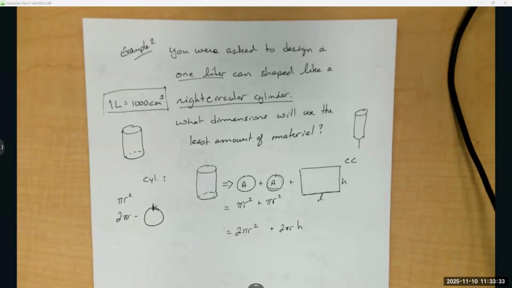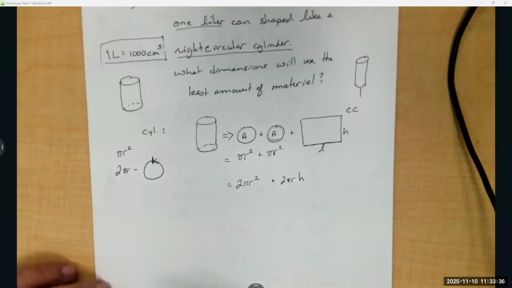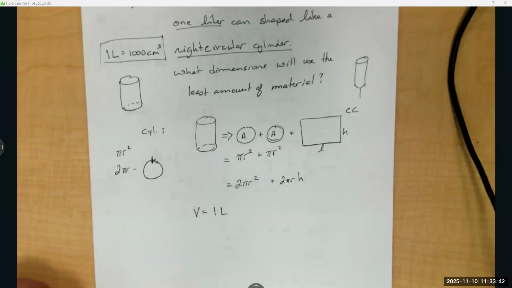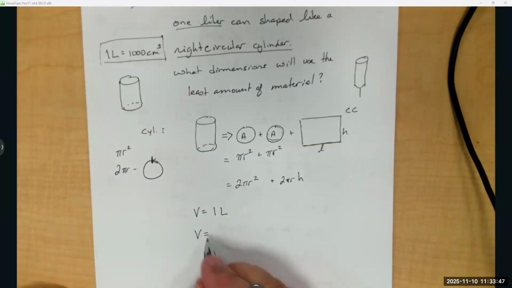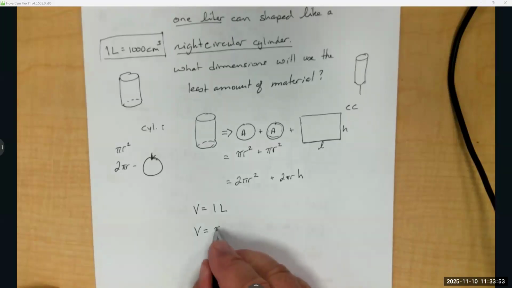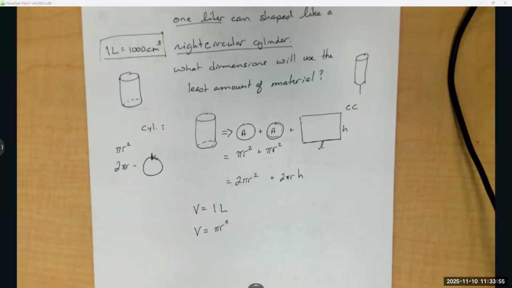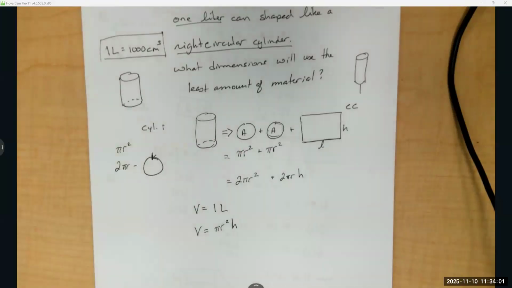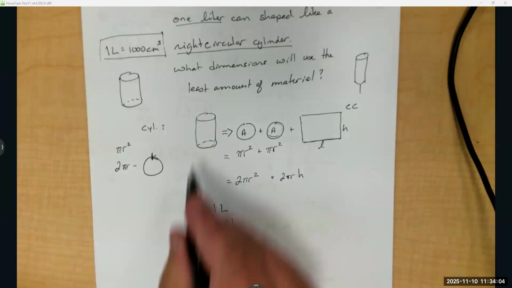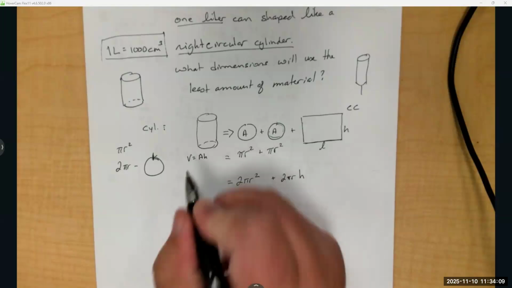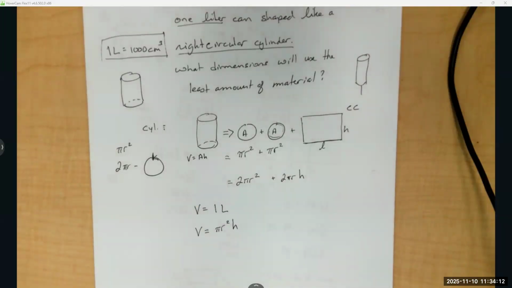Now we gotta start putting this stuff together. So the volume, it has to be 1 liter. What's the formula for it? What's the volume formula? It's the area of the circle times the height. So the volume of this can is the area times height. Look familiar? We just did one a second ago with the box.